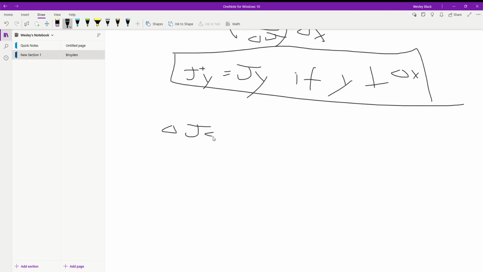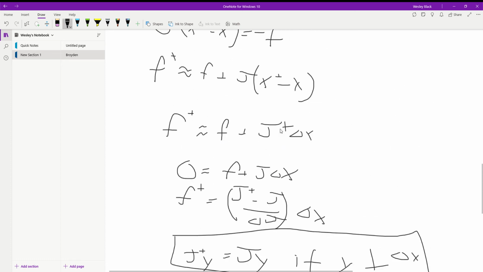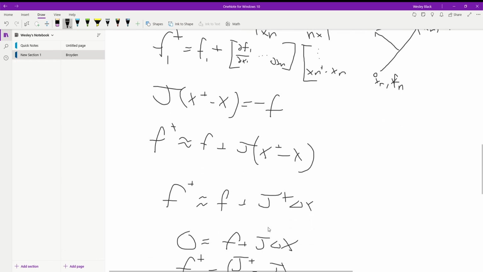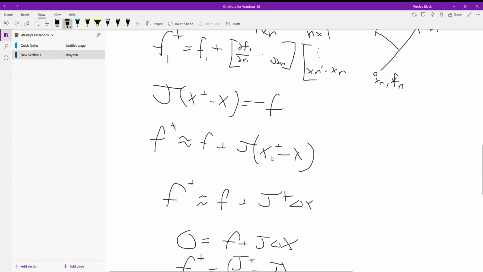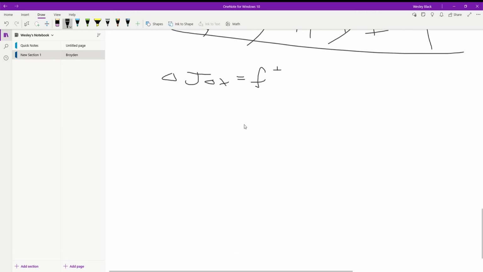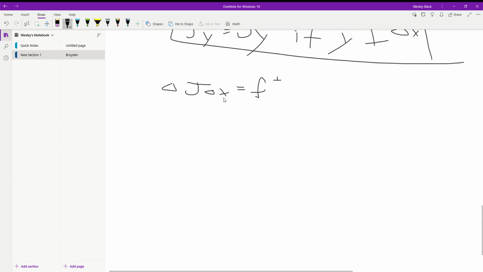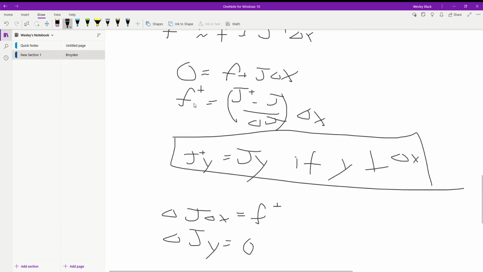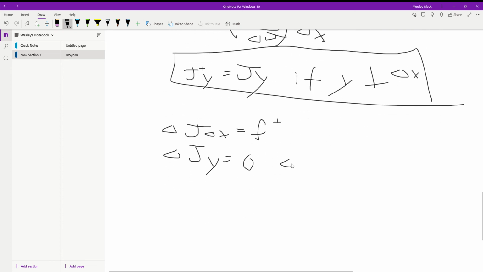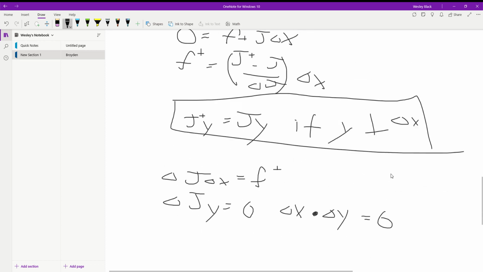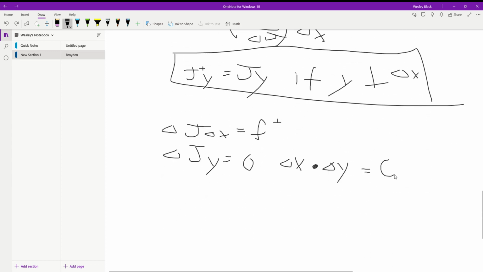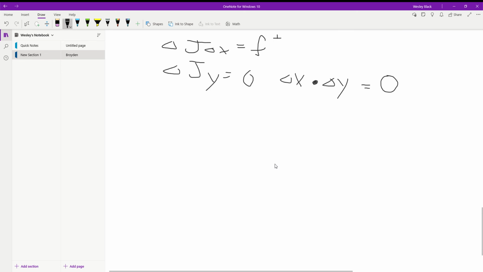Delta J delta x is equal to f plus, as we established. What we do know is that delta J y is equal to 0, as we just said. And our x's dot our y's should also be 0 because they're perpendicular. Let's make sure that's a 0 and not a 6. We don't want any 6's hanging out in our math.